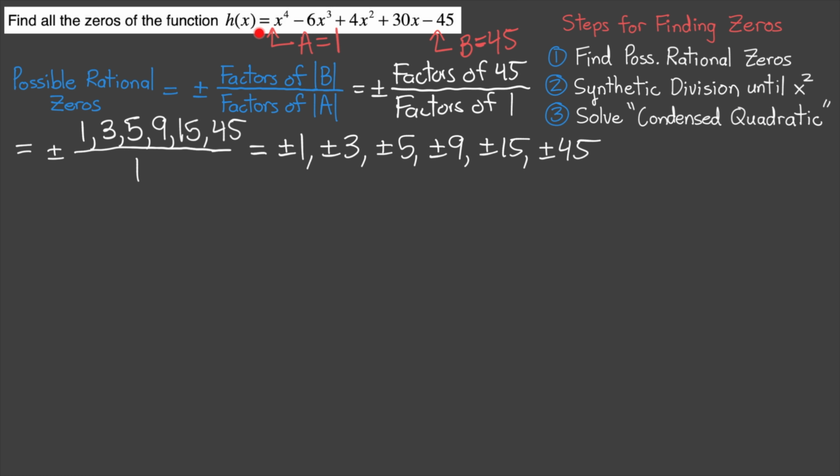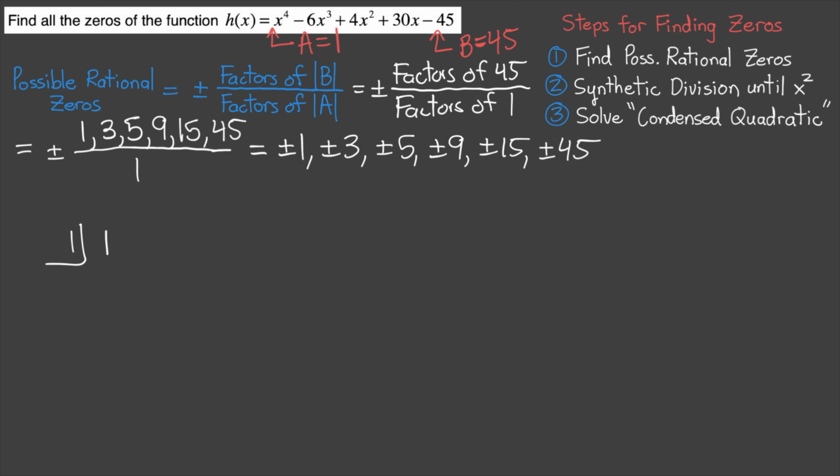So really important, because this is an x to the fourth, we need to find 2 zeros that work out of this list, because our goal is to get down to a quadratic, an x squared. If we find one that works, that'll just bring us down to an x cubed, or a cubic function. So we're going to need to find 2 of these numbers that work. So let's go ahead and start with 1.